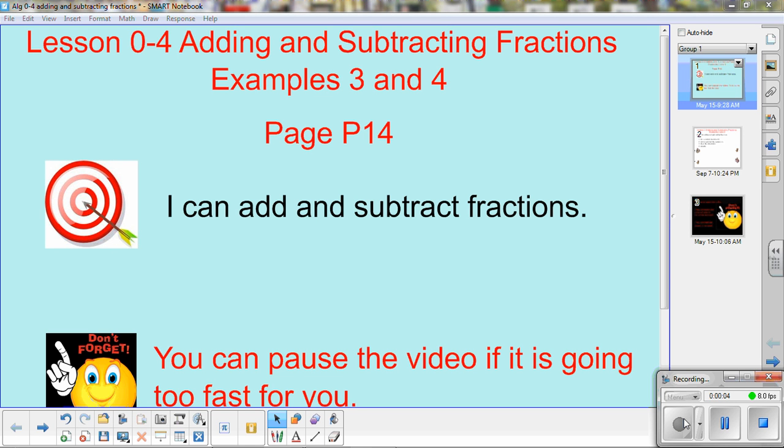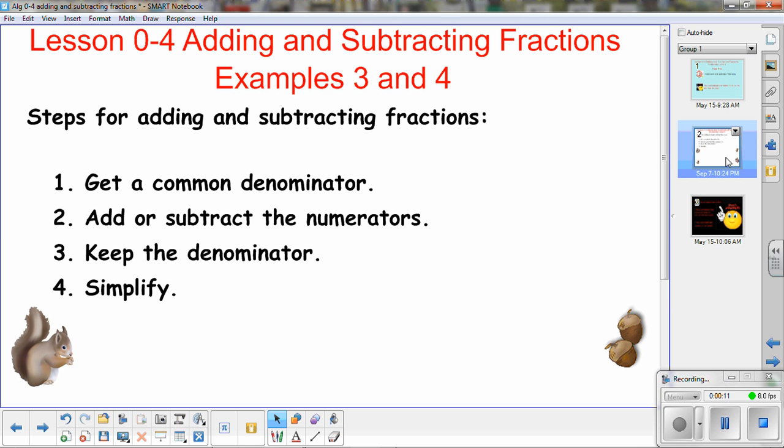In today's lesson, you will learn how to add and subtract fractions. The first thing that you want to do when adding or subtracting fractions is to get a common denominator. Once you have a common denominator, you will then add or subtract the numerators. You keep the denominator the same, and then your last step is to simplify it.